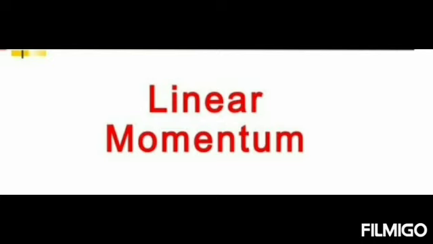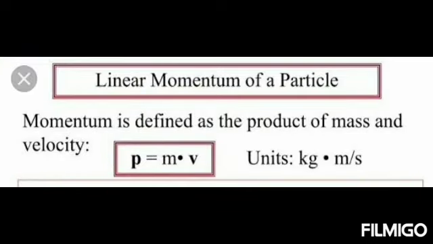So P denotes linear momentum. The formula for linear momentum, P equal to m into v. Now look at this definition: momentum is defined as the product of mass and velocity. The formula is given, P equal to m into v, where m is mass and v is velocity.